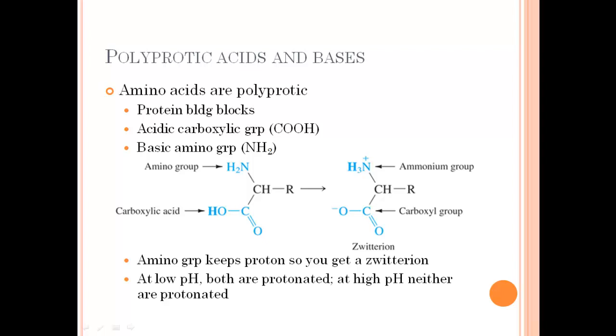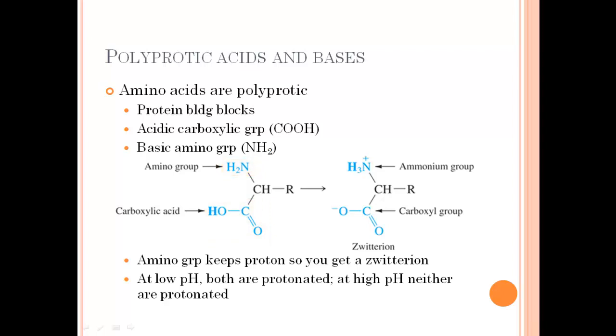An example of that would be an amino acid. They're polyprotic. Of course, amino acids are the building blocks for proteins, and the acidic part of an amino acid is the carboxylic group, which is the COOH. And the basic part is the amino group, which is the NH2 part.